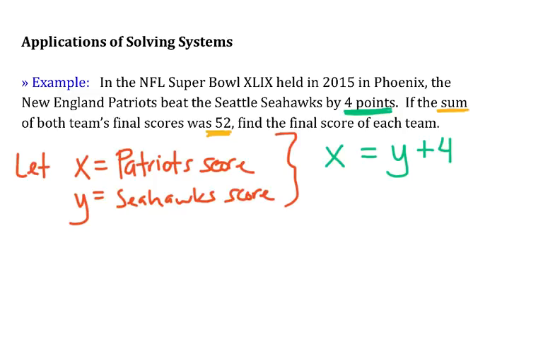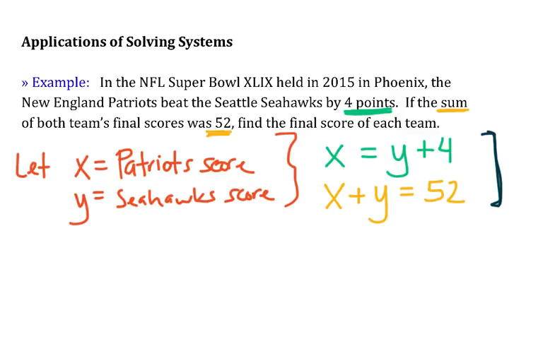So there's one equation: x equals y plus 4. My other equation says that if you add their two scores together, Patriots' score of x and Seahawks' score of y, we end up with 52. So those are the two equations I'm able to grab just from the information we're given. This step of actually writing the system is probably the hardest part of this process. So if you need to pause the video and think a little bit about that part, please do so. If you feel comfortable with our setup, then let's talk about our strategy for solving.